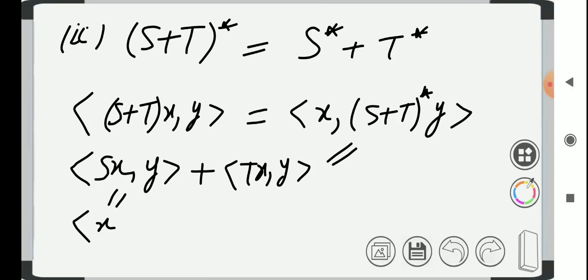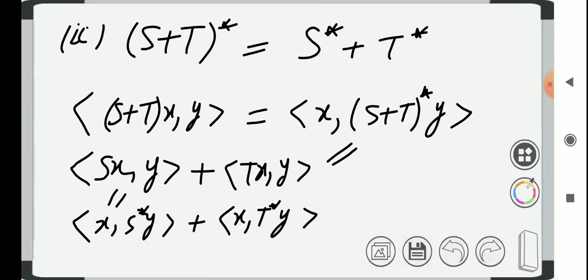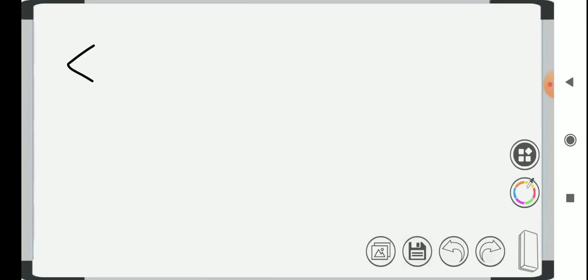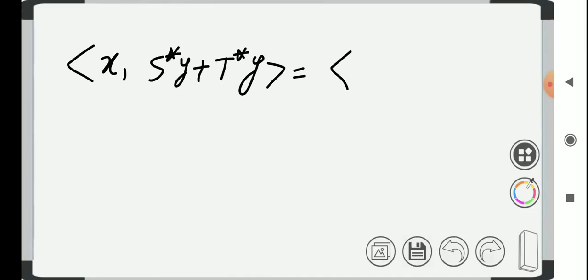That is, this will be equal to inner product of x with S star y plus inner product of x with T star y, which must be equal to this. Now we can simply sum these two, x with S star y plus T star y, which is equal to this. Until we got here, x inner product with S star y plus T star y is x inner product with (S star plus T star) y.